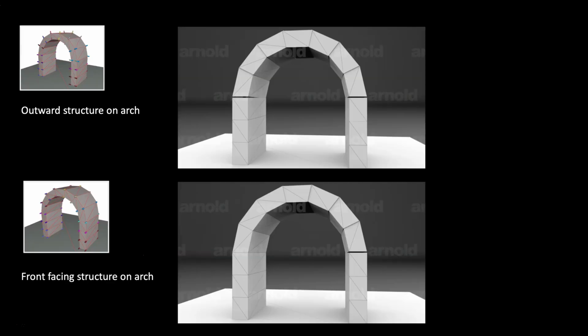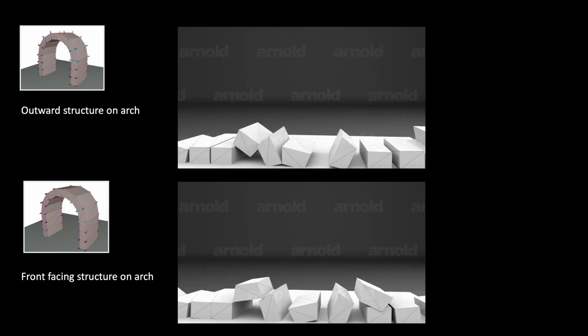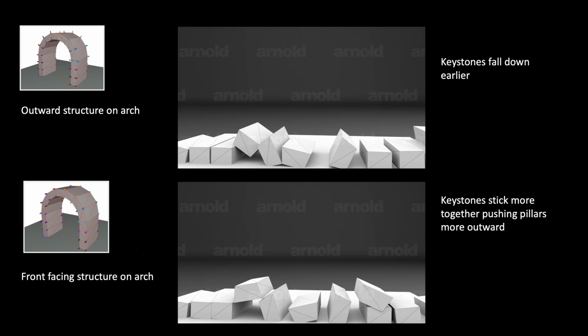In the top, I use outward pointing fibers. In the bottom, I use front facing fibers. Remember, fibers point in the weak resistance direction. Hence, I expect the top seam to collapse more easily. Observe in the top, the keystones are falling straight down. In the bottom, the weight of the keystones pushes the pillars outward.